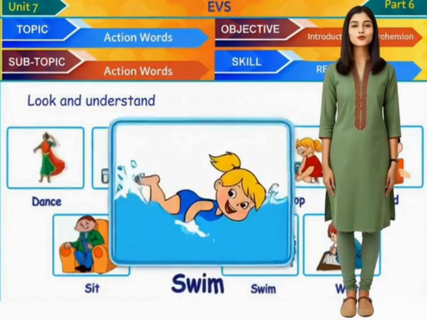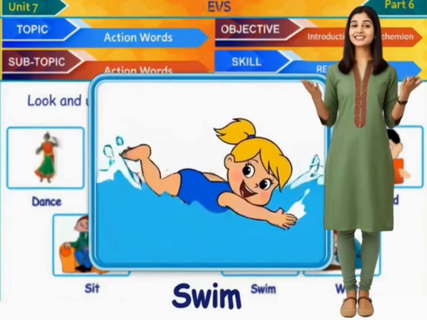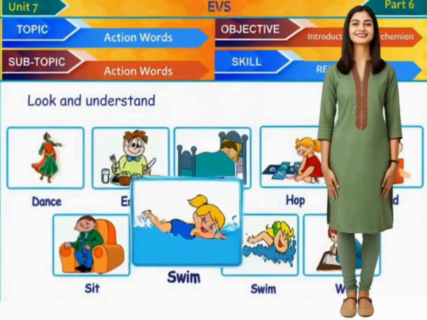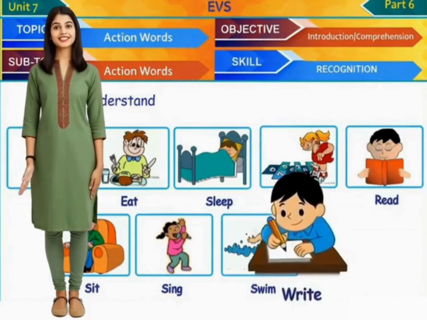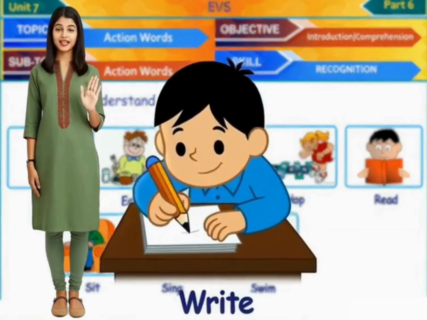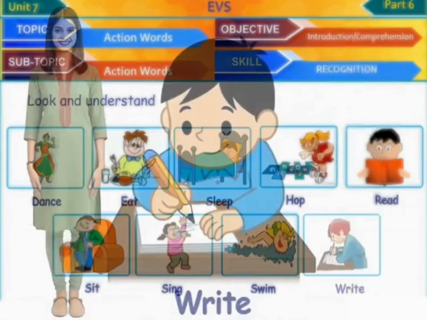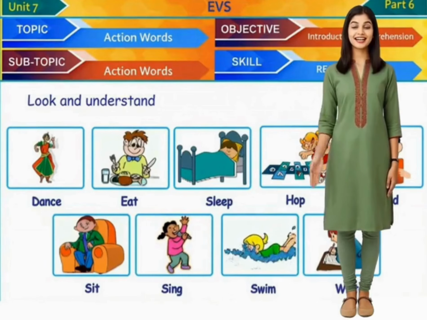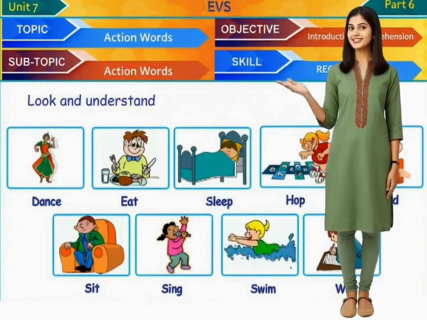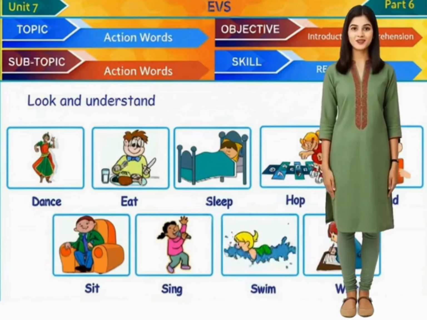Now children, swimming means moving in water. It is a fun and healthy activity. Children, writing means forming letters and words using a pen or pencil. It helps us express our ideas. Children, today we learned many action words like dance, eat, sleep, hop, read, sit, sing, swim. I hope you understand this chapter.